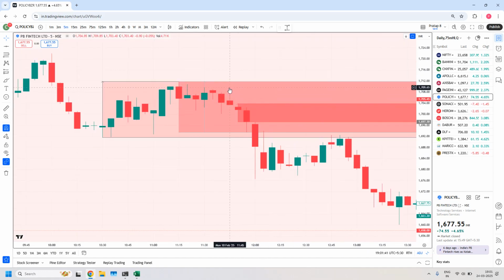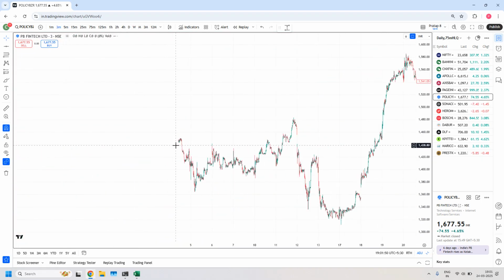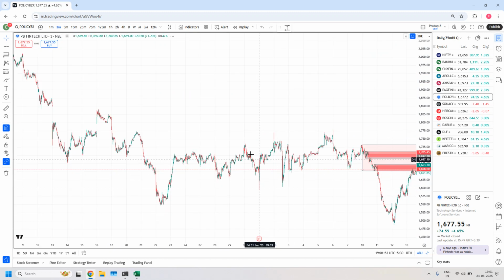Suppose if you draw the zone up to here, risk will be increasing. That's why some kind of clever decision you have to take. Or maybe a 3 minutes zone, that help also you can take. That possibility is also there.